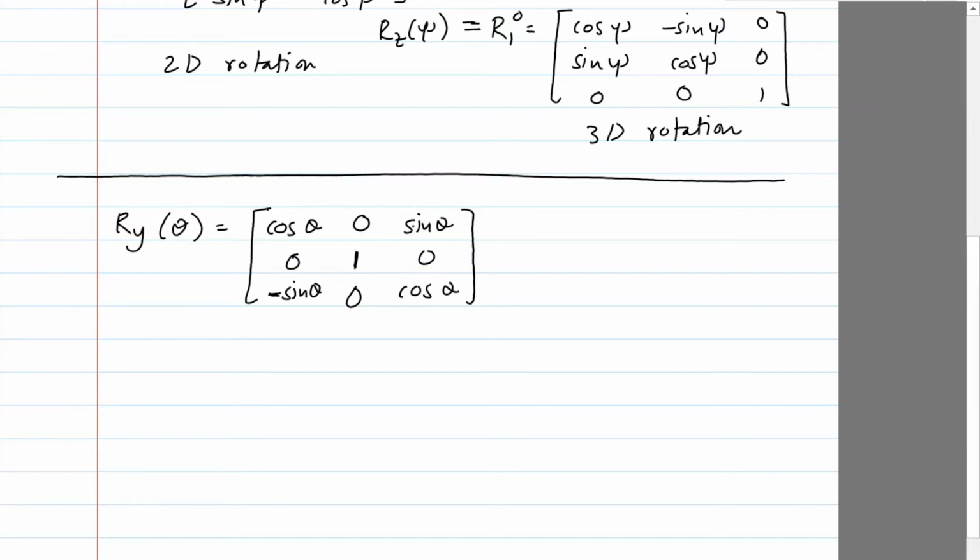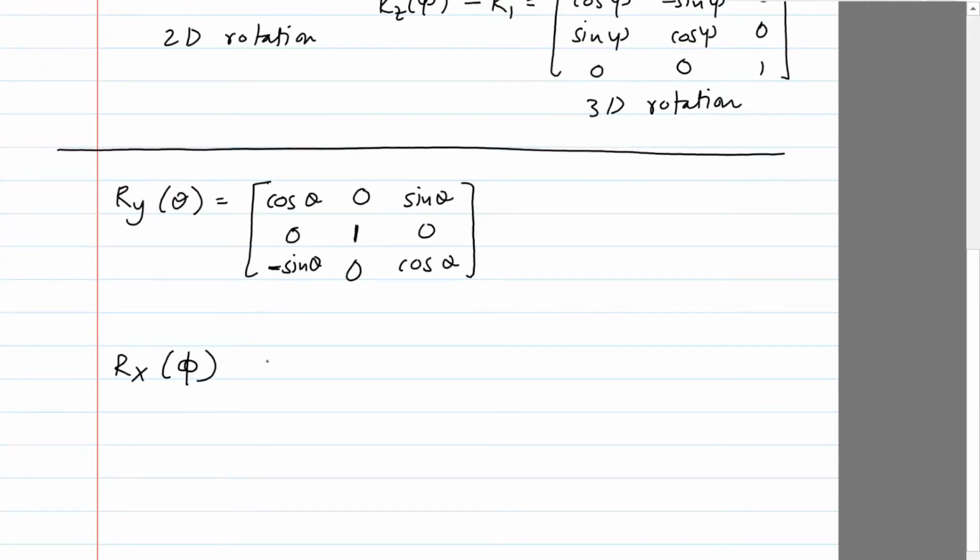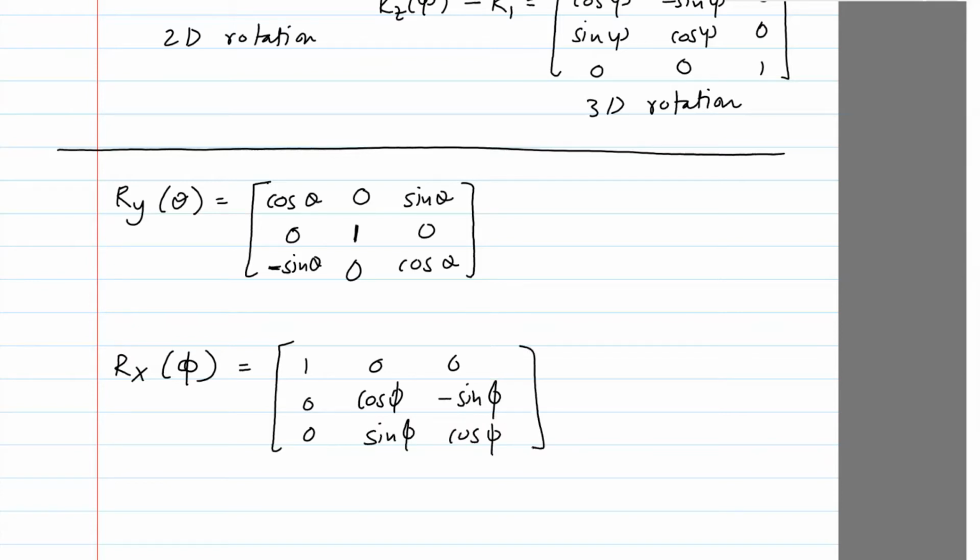Okay. And then there is Rx, and I like to use phi for the x-axis angle, and that's going to have a 1 right in row 1, column 1. And then we would have cosine phi, minus sine phi, sine phi, cosine phi. So those are the 3 rotations about the x, y, and z axes.